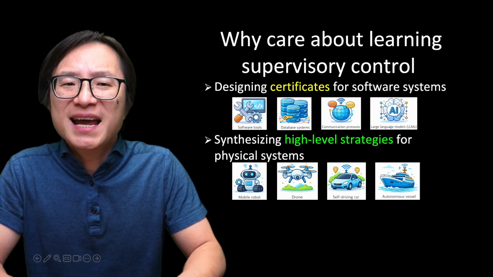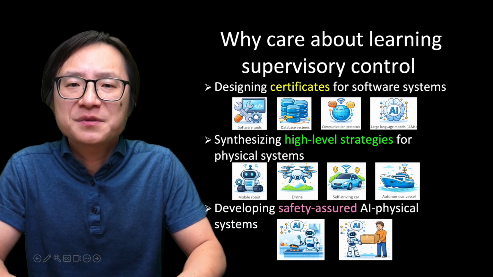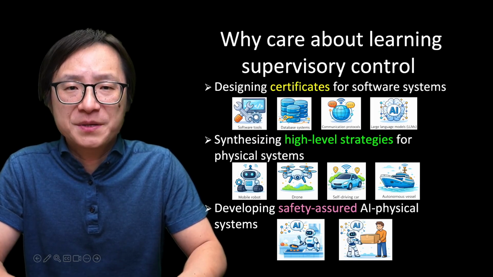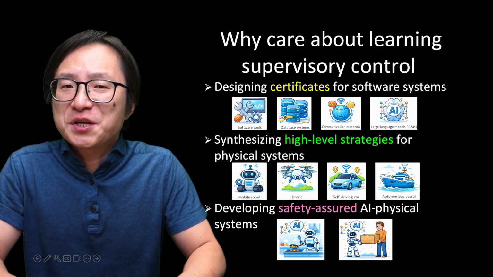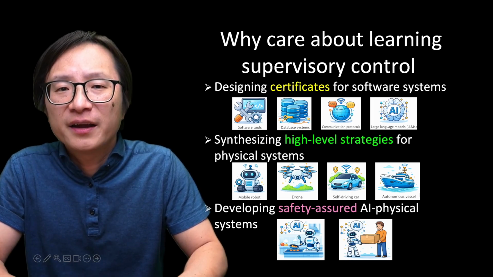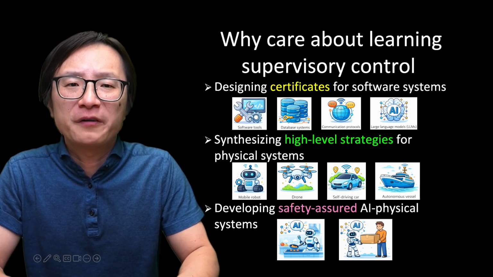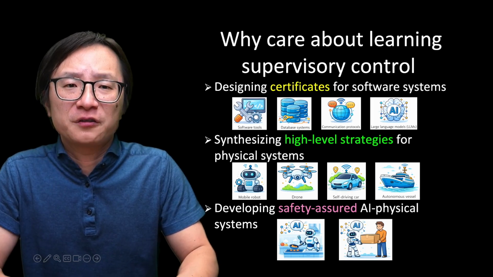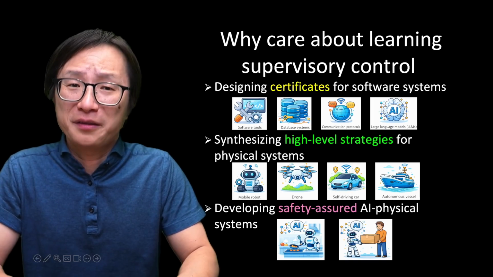Moreover, one of the most exciting cutting-edge research areas actually combines these two worlds, called AI physical systems, or physical AI. These are physical systems controlled by AI algorithms, or put it another way, AI gets its physical body. So it's extremely crucial to ensure that these systems operate safely in the real world. To achieve this, it's my belief and projection that supervisory control will play a key role in developing safety-assured AI physical systems. And this gives you another reason to care about learning the theory.